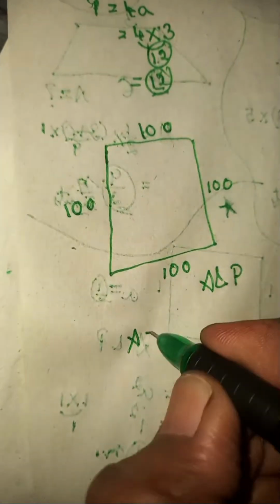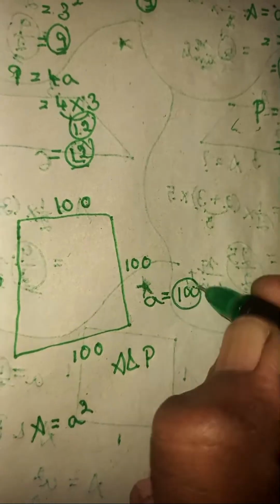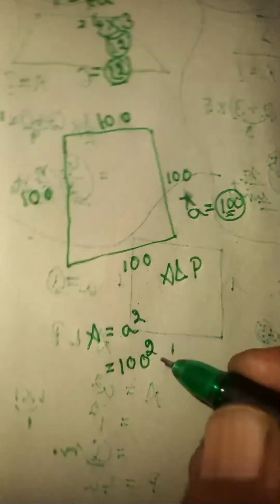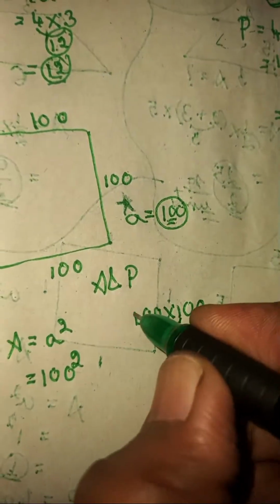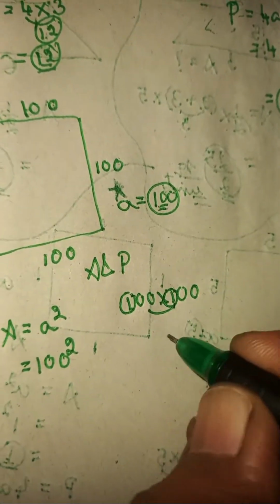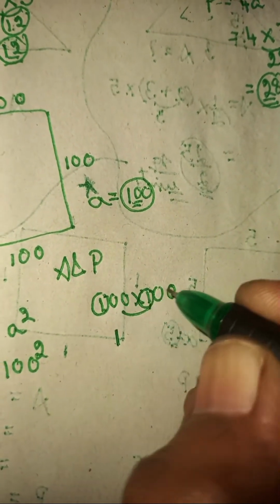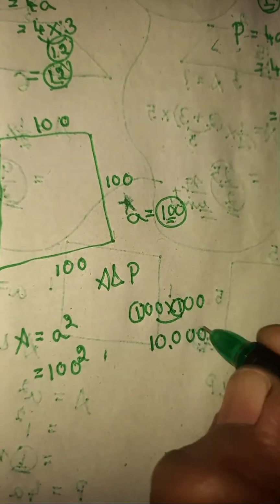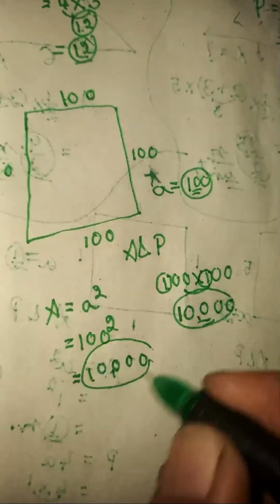Here area equals a square. Here a means side length, which is 100 units. It's going to become equal to 100 square. Here we can multiply 100 times 100. That's the meaning of 100 square. When you multiply, just multiply the numbers in front of zeros. 1 times 1 is 1, and the number of zeros is 1, 2, 3, 4. It's just 10,000. So area is 10,000 square units here.